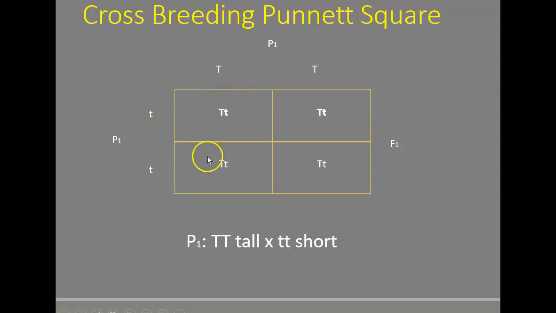So your F1 generation, F1 just stands for filial. Filial is a way to say offspring without saying offspring. So P1 is the parent 1 generation. F1 is filial, just means your first generation of offspring from those parents. 100% chance of being tall, and 100% chance of having a heterozygous genotype, big T, little t.